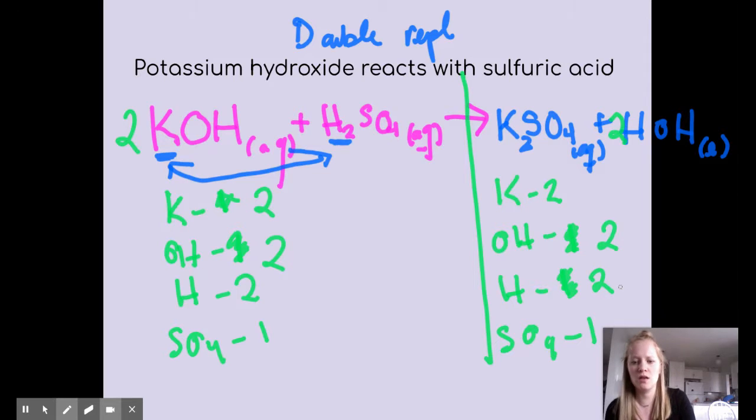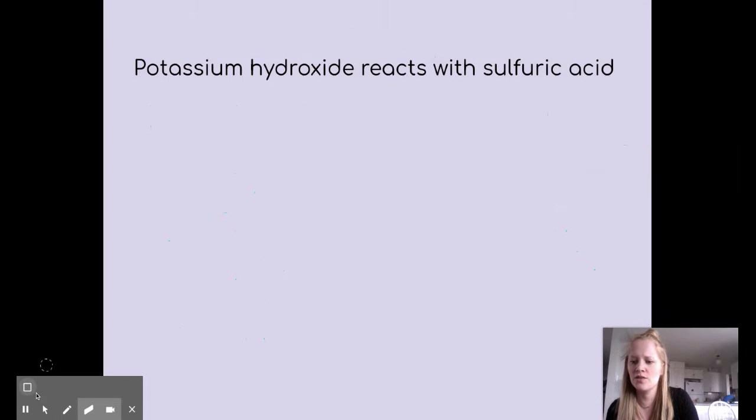And all of a sudden, balance, balance, balance, balance. This is a finished, nicely balanced chemical equation. All right, let's give another one a go.